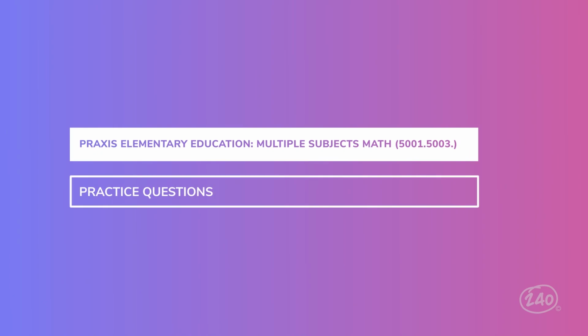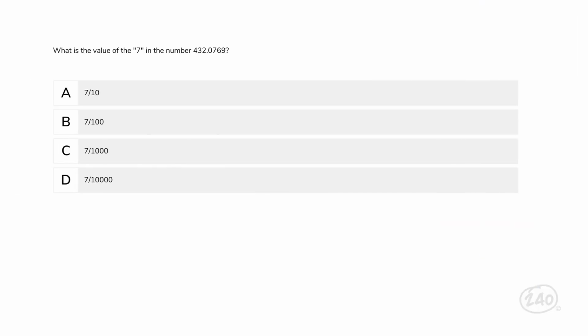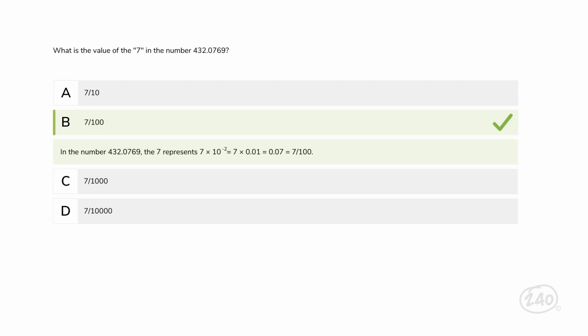Now that we've gone over some of the big concepts in our 3 areas, let's look at some practice questions to show you how those concepts can appear on the test. Remember way back in the beginning of the video when we talked about place value? Let's look at how that's reflected in a question. What is the value of the 7 in the number 432 and 769 10,000ths? The 7 is the second number after the decimal, so it has the value of 7 hundredths, or 7 divided by 100. So this is the correct answer.